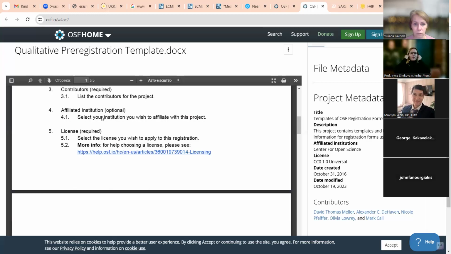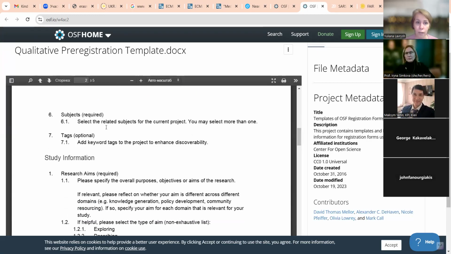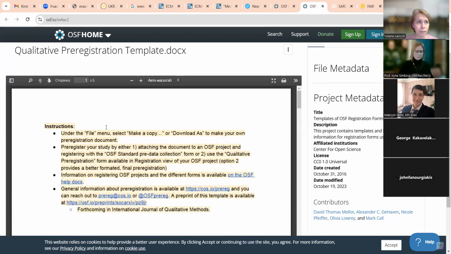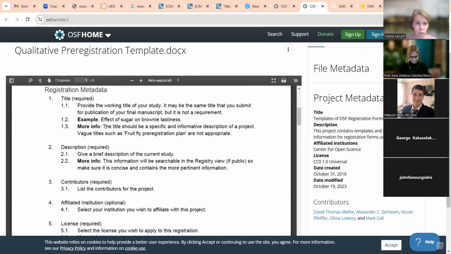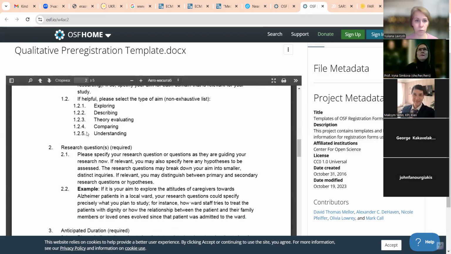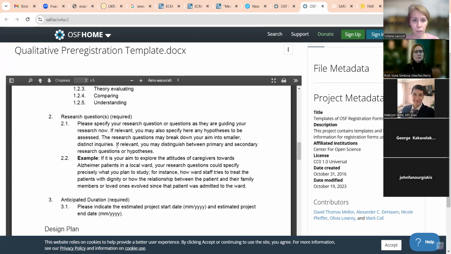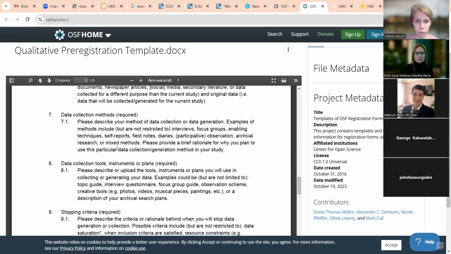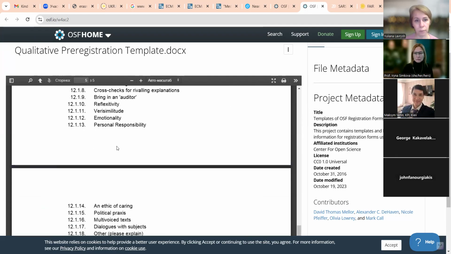And here everything is just for you. So it's not a template which you can fill. It's something that people have used and they have already completed it. So you can see, for example, they've written information about title, description, institution, license, and some information which you need to comply with.